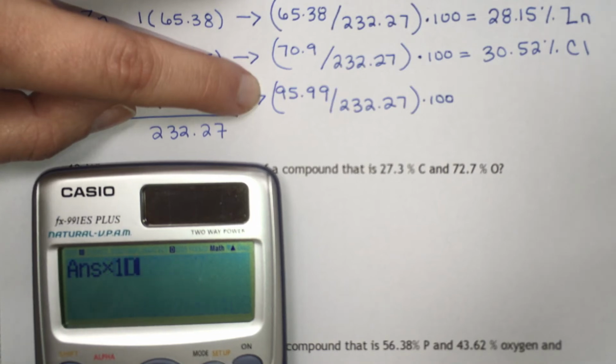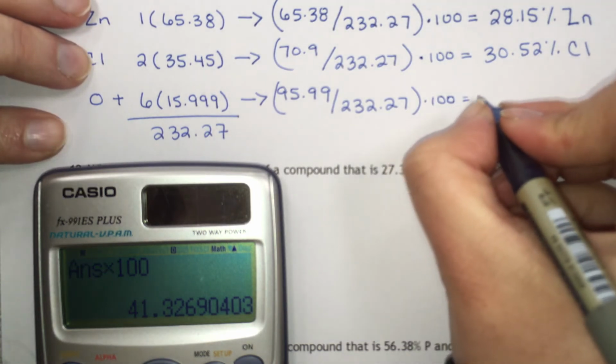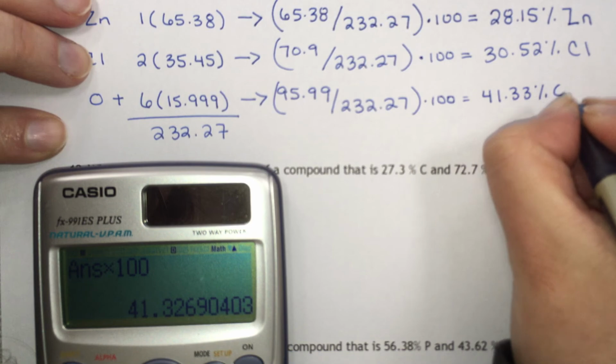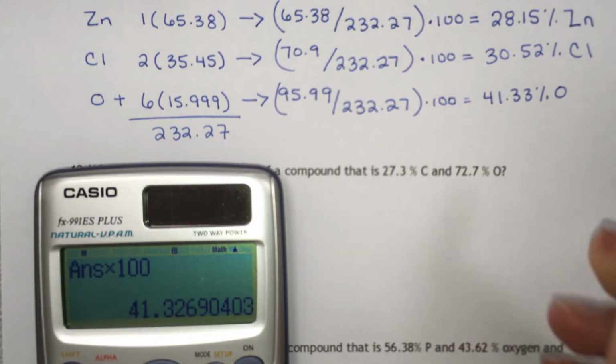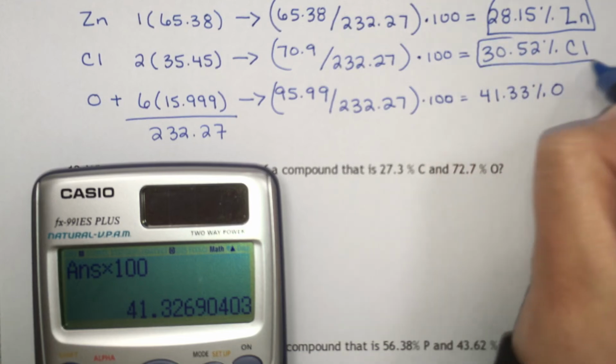Then multiply by 100, 41.33% oxygen. So basically you would have had to do all 3 of them in this case.